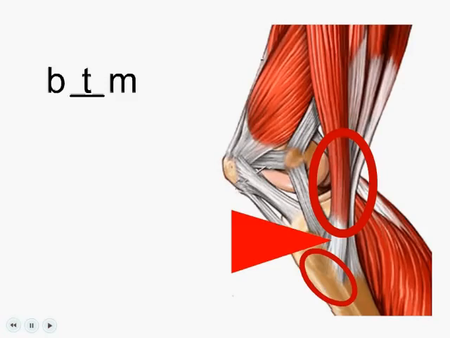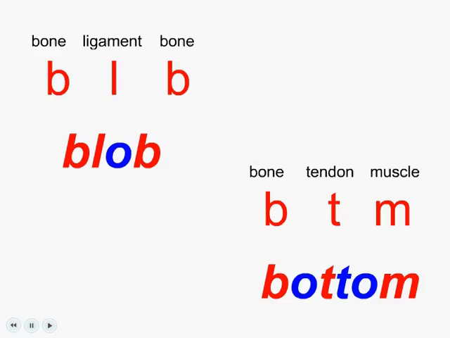All right, that has been your lesson in telling the difference between tendons and ligaments. Remember, blob and bottom. Bone, ligament, bone spells blob, sort of. And bone, tendon, muscle spells bottom, sort of.